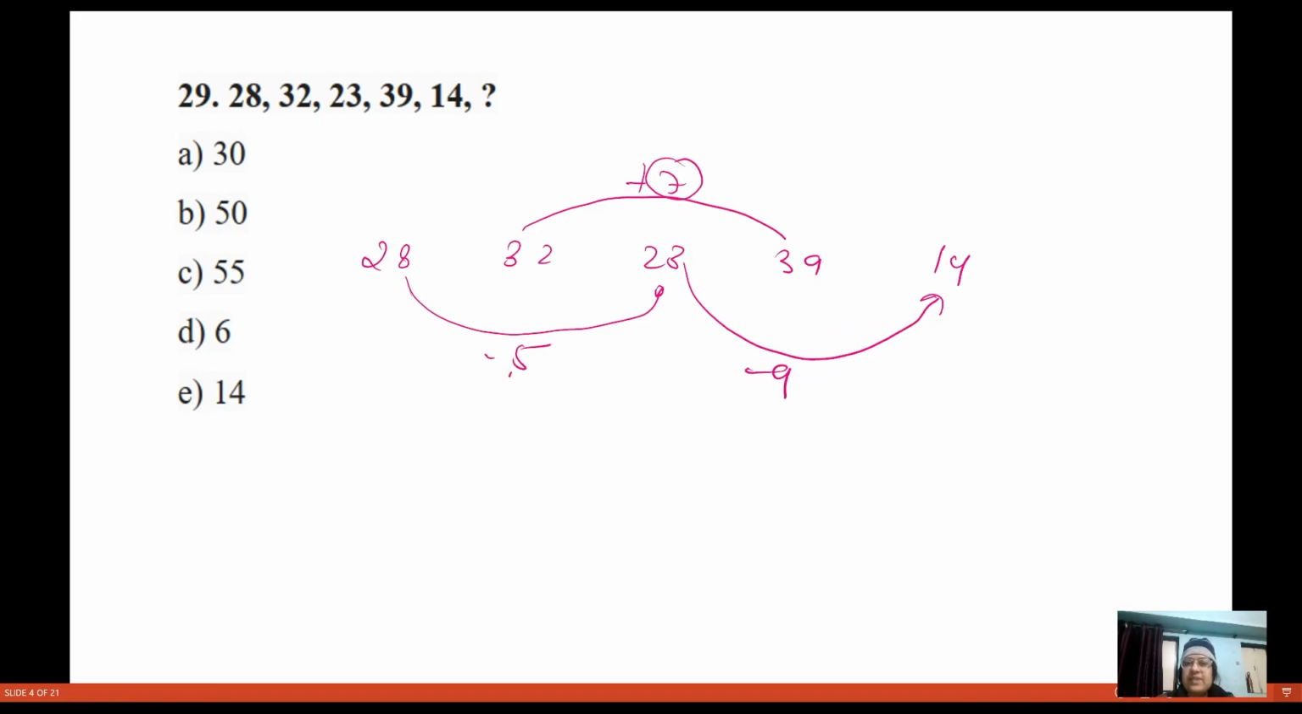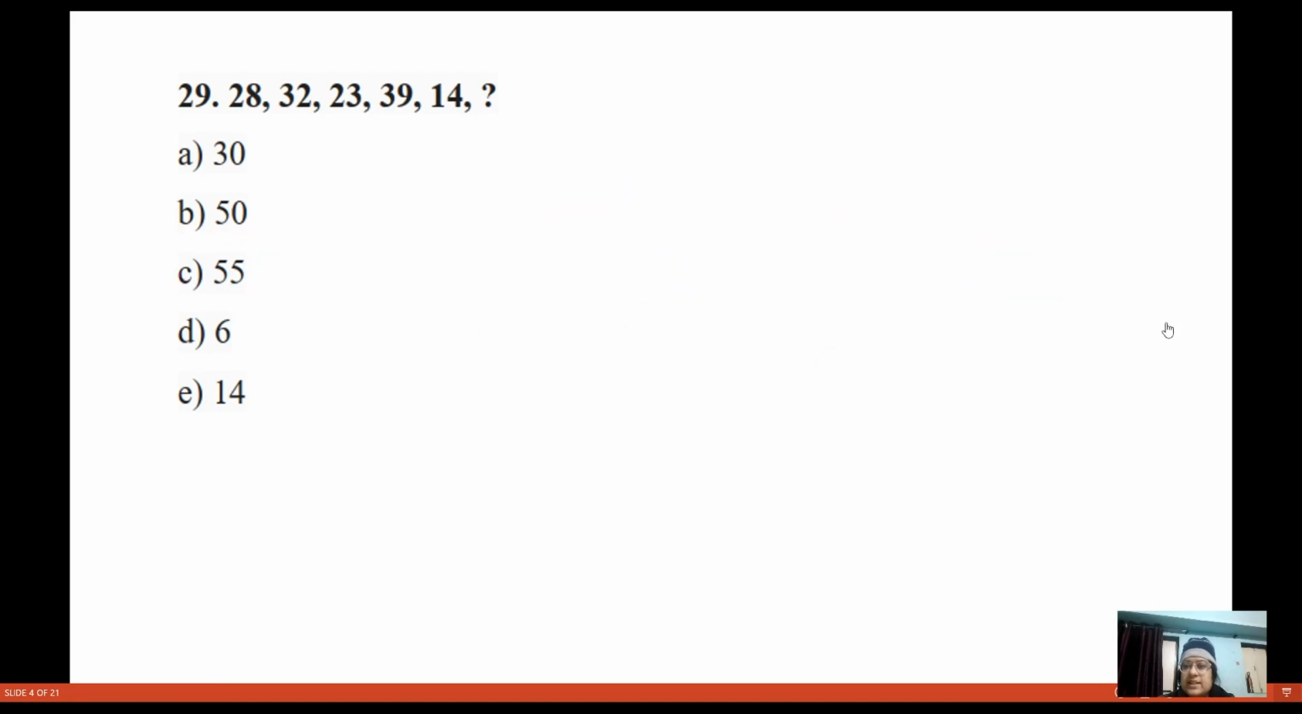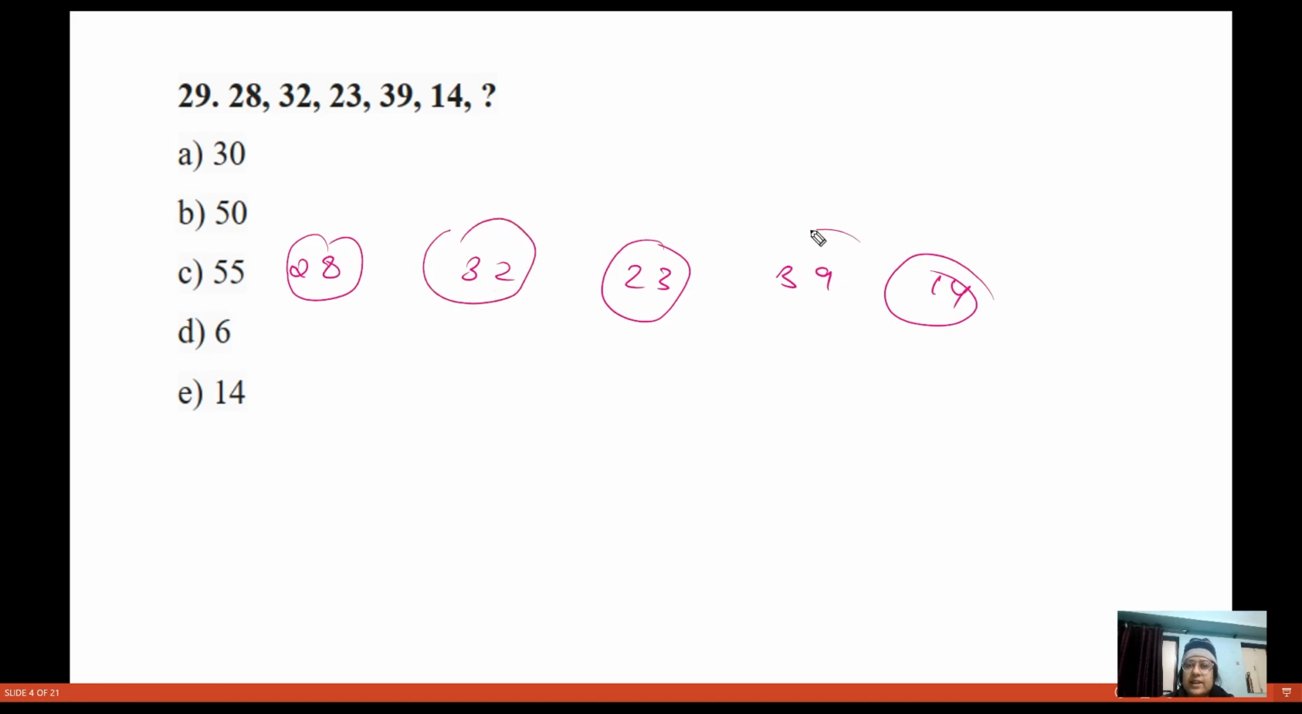So minus 5, plus 7, minus 9. By that logic, if I extend, this is going to be plus 11. So 39 plus 11 is obviously 50. So this is going to be 50. See, this is our alternate series: 28, 32, 23, 39 and 14. We can see that this is alternating. This one is increasing, this one is decreasing.